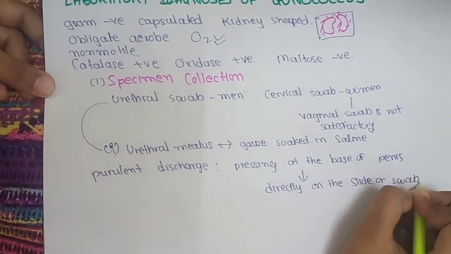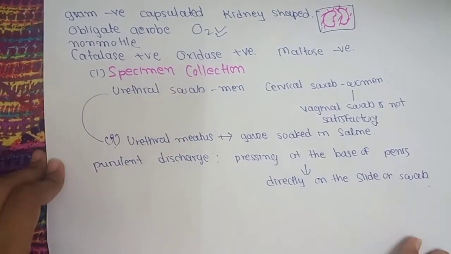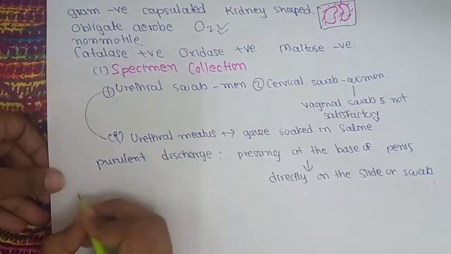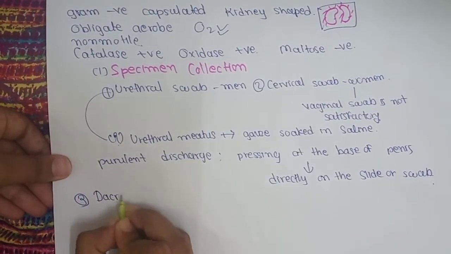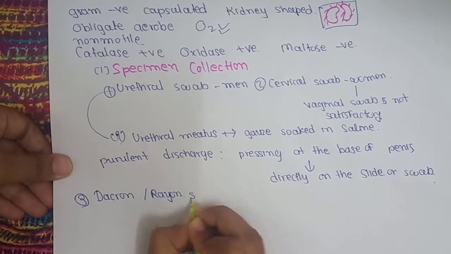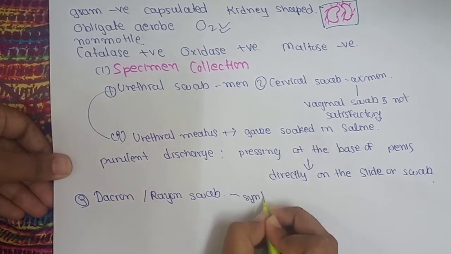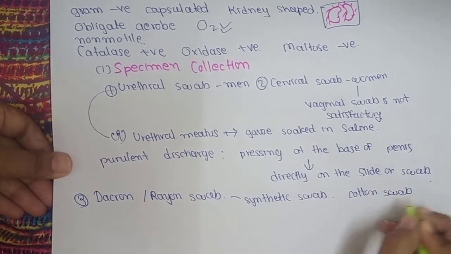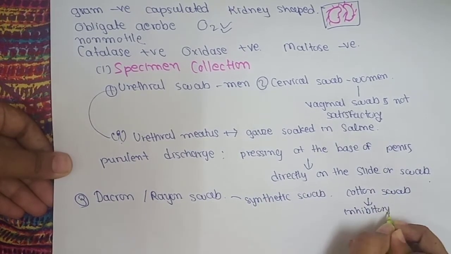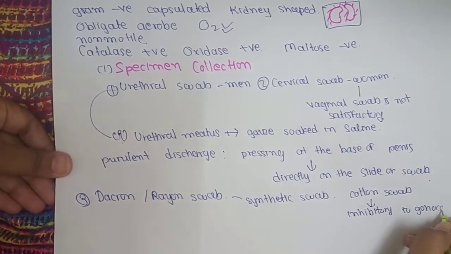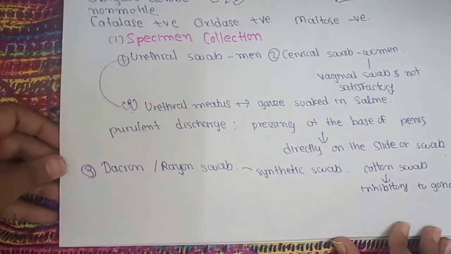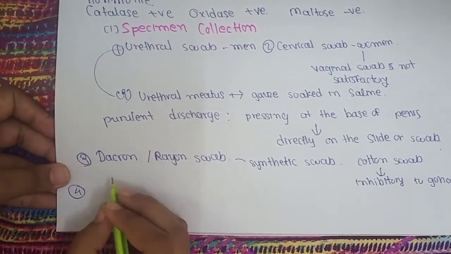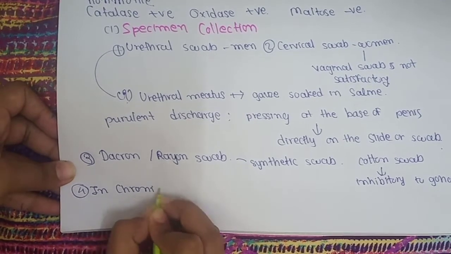We also use Dacron or rayon swabs. They are synthetic swabs. They should be used as cotton swabs are inhibitory to gonococci. So if we use Dacron and rayon swabs, then there will be no inhibition for gonococcus.